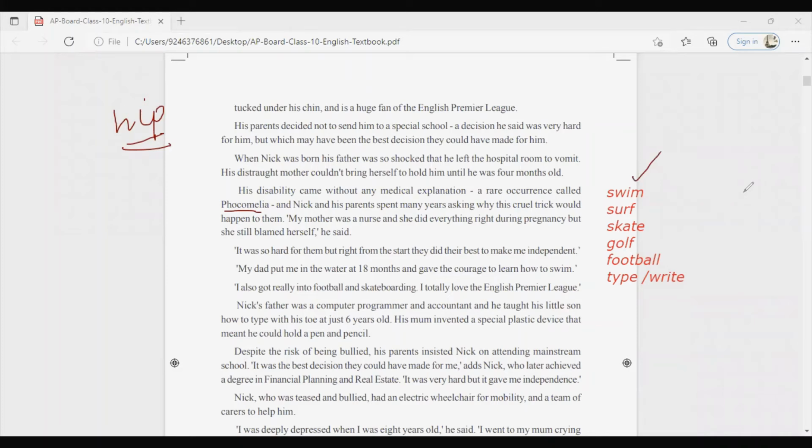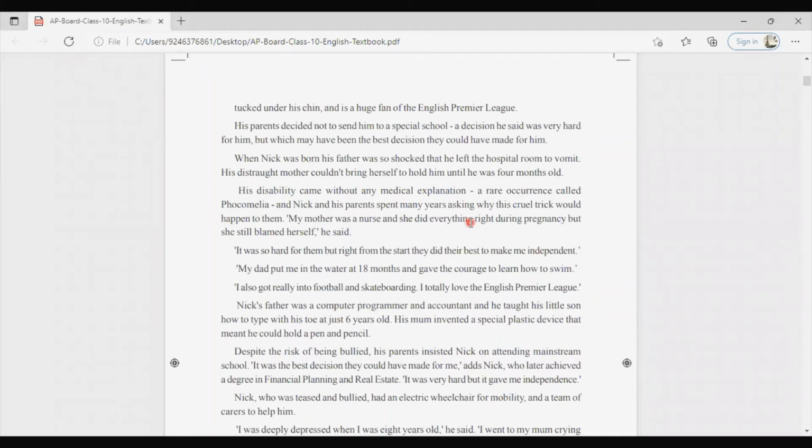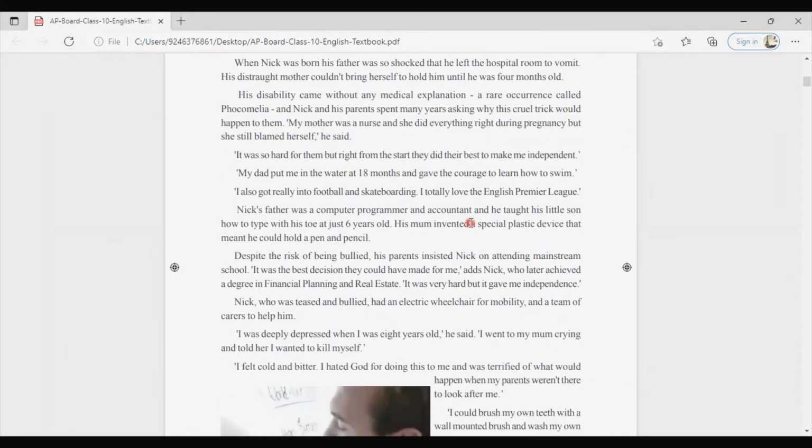His father is a computer programmer and an accountant. He gave him courage to swim and taught him typing on the keyboard of a computer. His mother is a nurse. She invented a plastic device that helps him to hold a pen or a pencil between his toes and to write also.